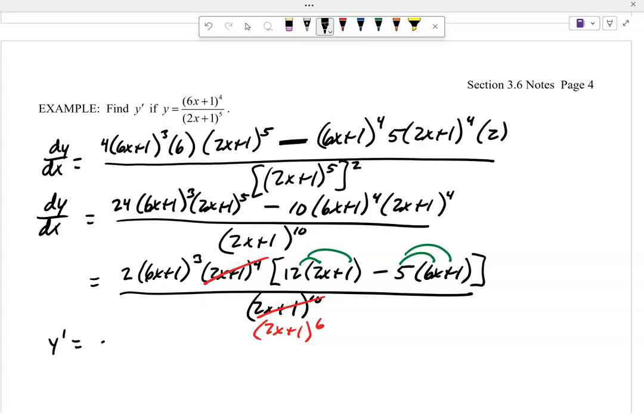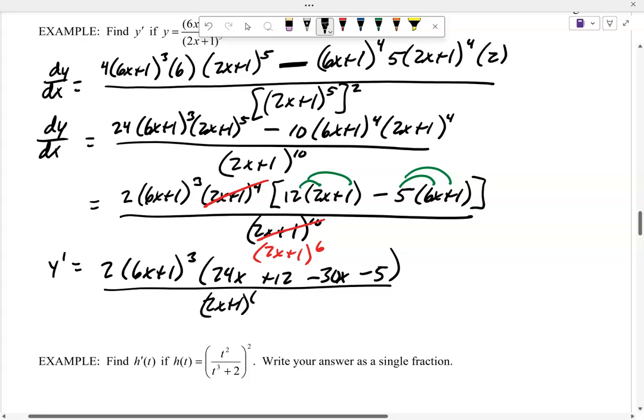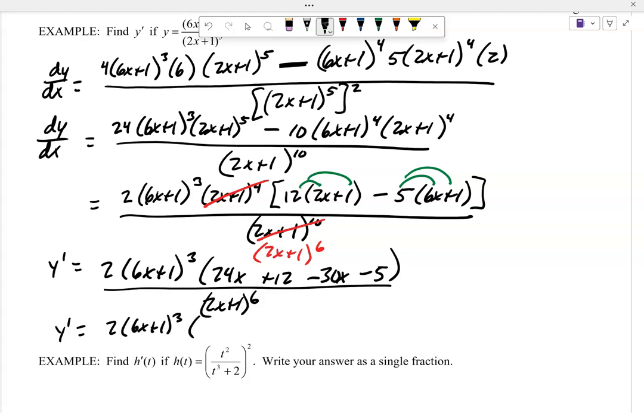So y prime equals 2 times 6x plus 1 to the 3rd, times 24x plus 12 minus 30x minus 5, all over this 2x plus 1 to the 6th. So y prime ends up being 2 times 6x plus 1 to the 3rd, times, 24x minus 30x, I got a negative 6x, 12 minus 5, I got plus 7. This is all over 2x plus 1 to the 6th.